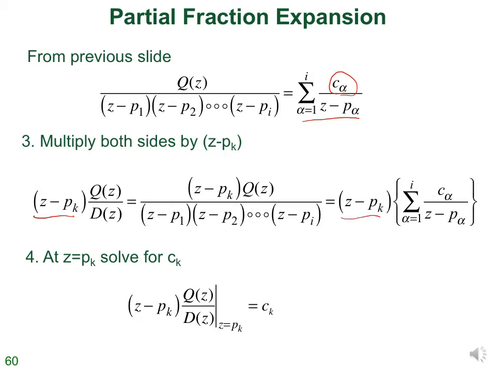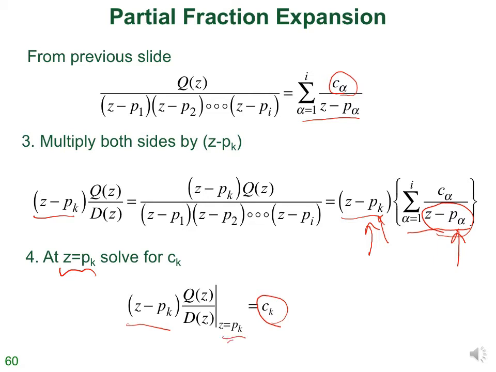If we evaluate this at the location of the pole, we note that this becomes 0. However, there's one term here that's going to have the same pole location, so we have 0 over 0, and that will be the only term that will appear. So c_k associated with p_k, this pole that we multiplied both sides by. And so (z minus the pole) times Q over D of z evaluated at p_k must equal c_k, since all the other terms on the right-hand side are multiplied by 0.